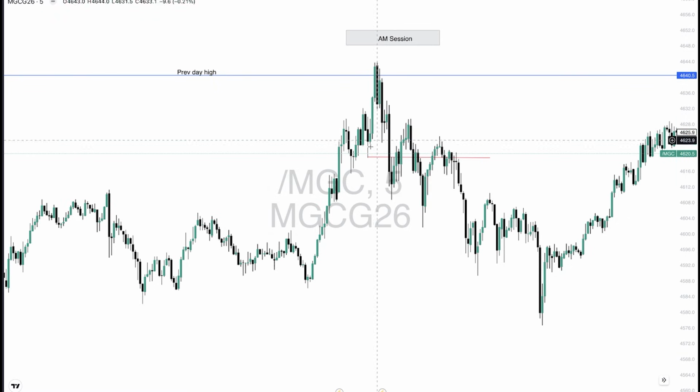Obviously, stop loss at the high that broke the low, right? So our stop loss would have been here. As you can see, price never traded into our stop loss. And then what would our targets be, if we have an overall bearish bias, right?